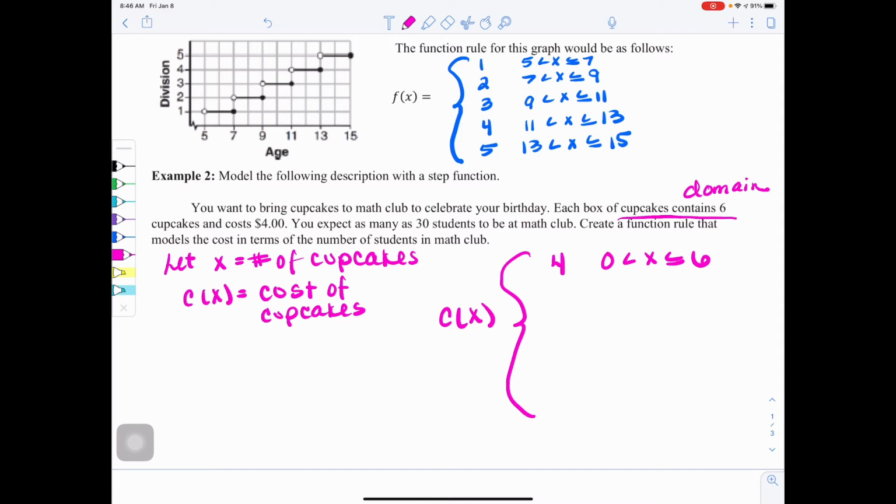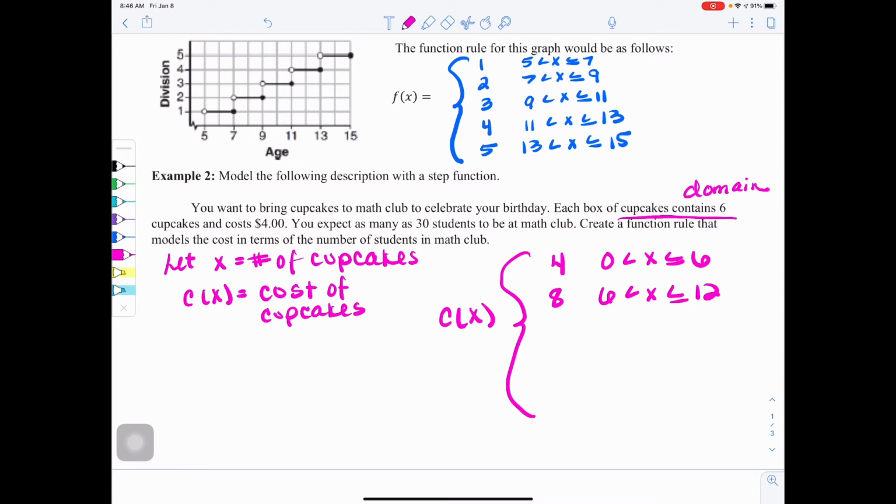Then if I were to purchase a second box of cupcakes at $4 a piece, that would be $8. And that would be if I went from 6 less than X less than or equal to 12 cupcakes. So we already paid for the first 6. Now this is for the second 6 cupcakes. 6 was already included in the previous part, so we do not include it here.